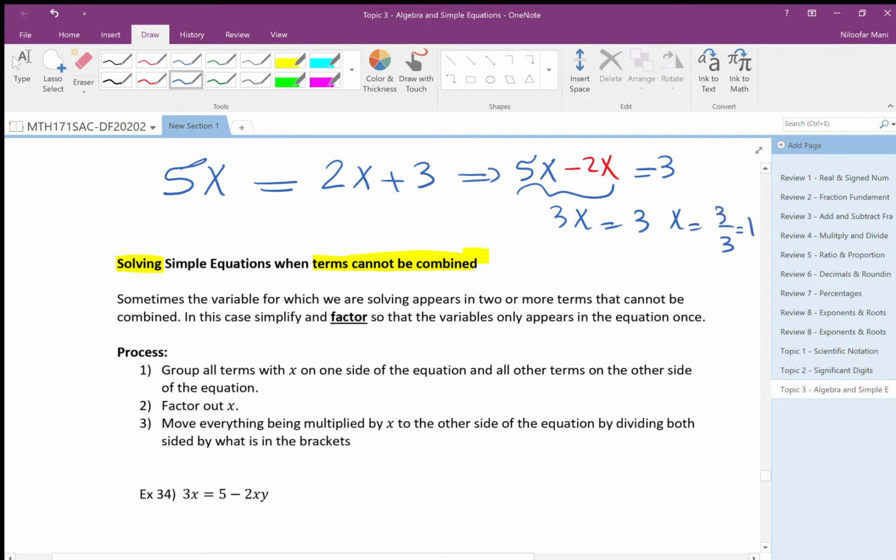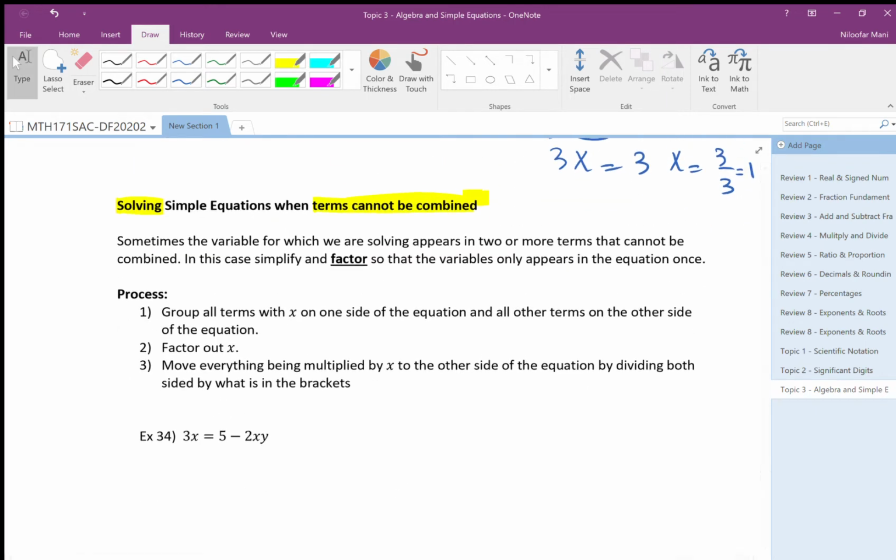But how about if I cannot combine? For example, if I have 5x minus 2xy, they are not like each other. So what should I do in that case? Here I want to tell you the first step: group all the terms that have x on one side, everything else on the other side. This is not new. Of course you want to do isolation for x. So whatever has x should go one side, whatever doesn't should go to the other side. This is the main step of solving an equation.